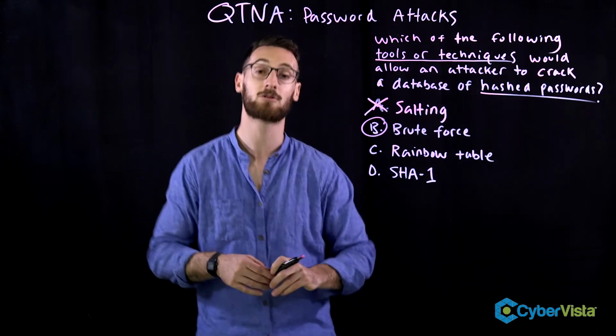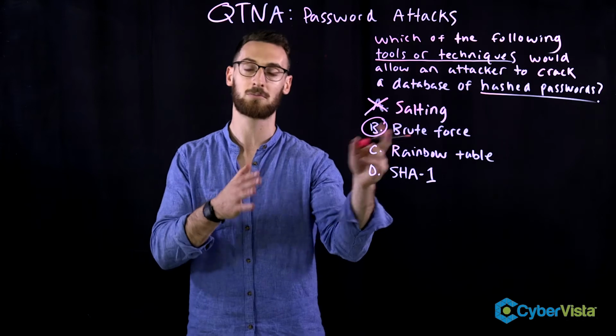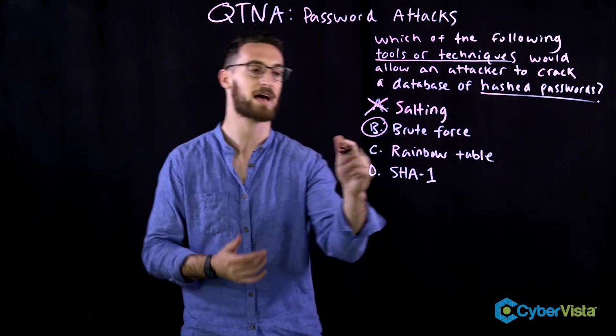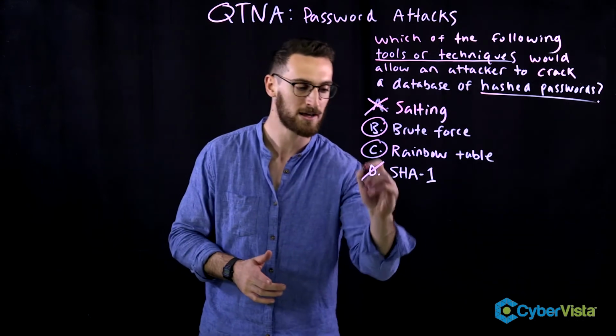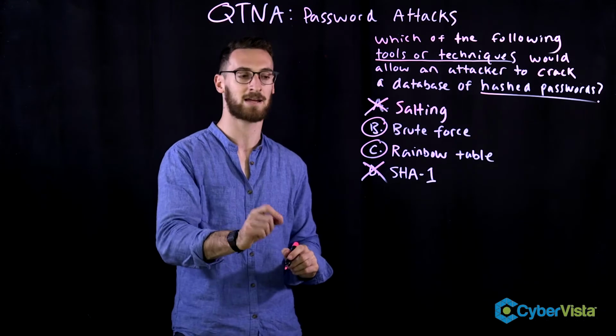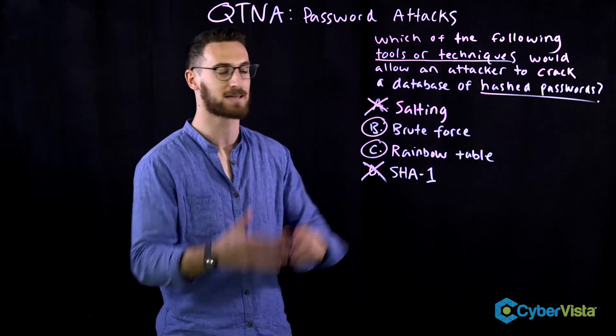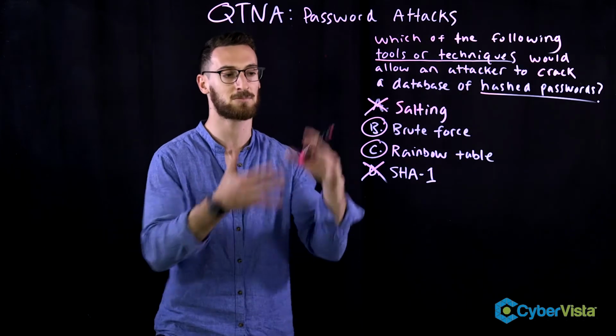Now let's try C, rainbow table. So a rainbow table is actually a tool that is going to make the brute force process happen faster. So it could be C. And SHA-1, we know it's not SHA-1. Why? Because SHA-1 is a hashing algorithm, right? It's an old one. It's not a very good one, but again, not what we're looking for here in this answer choice. It's definitely related, but not the right answer.